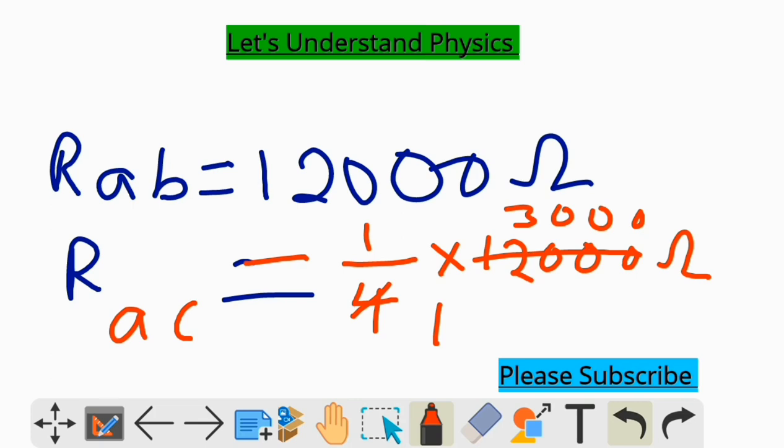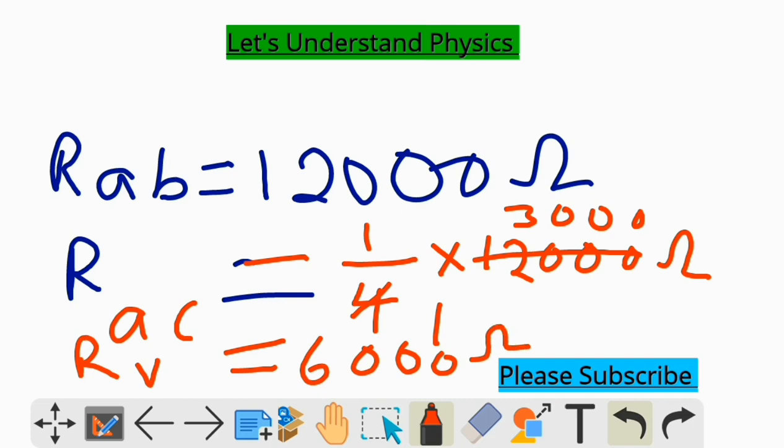But not only these two resistances, we have one more resistance, which is the voltmeter resistance. I am just writing RV, the internal resistance, or you can take small r as well. So how much is this? 6,000 ohm, it is given in the question.